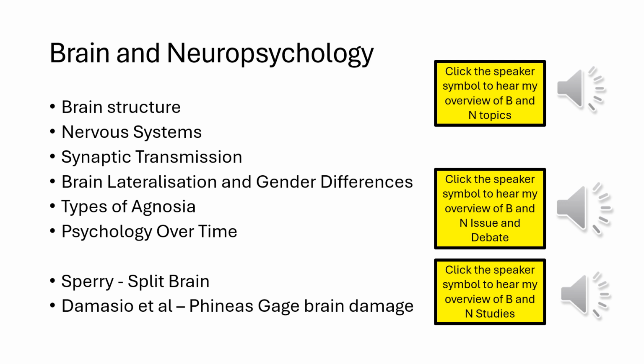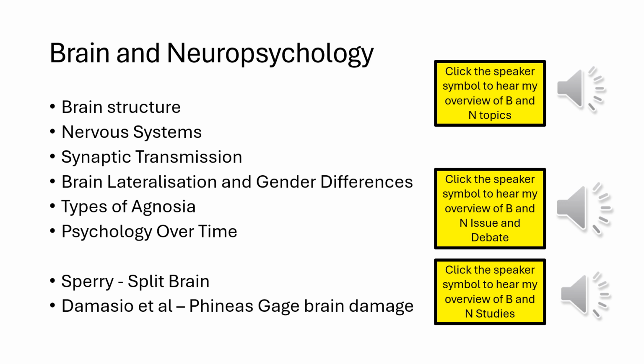Types of agnosia, we've got prosopagnosia, often referred to as face blindness, but the definition of prosopagnosia is the inability to recognize faces, and we've got visual agnosia, which is the inability to recognize objects just through sight. So therefore, someone has to use touch or smell to identify the objects in their environment.